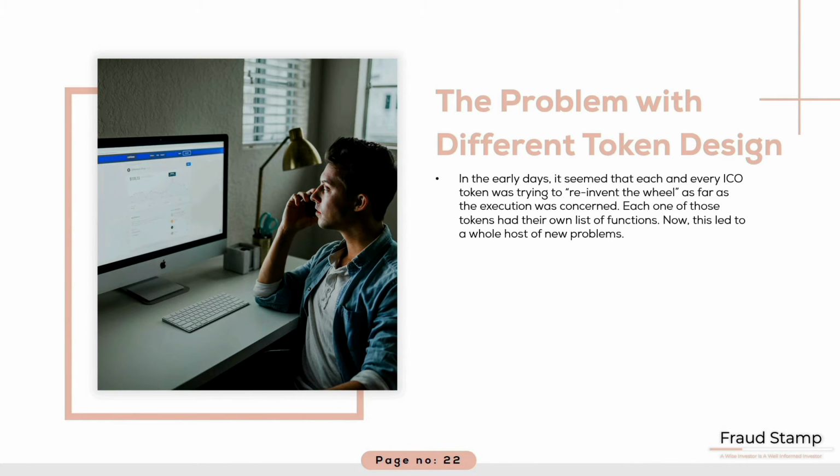But there is a problem with different token designs. In the early days, it seemed that each and every ICO token was trying to reinvent the wheel as far as the execution was concerned. Each one of those tokens had their own list of functions. Now, this led to a whole host of new problems. To create a healthy ecosystem on top of Ethereum, it is absolutely essential that the dApps built on top of it can interact with one another seamlessly.